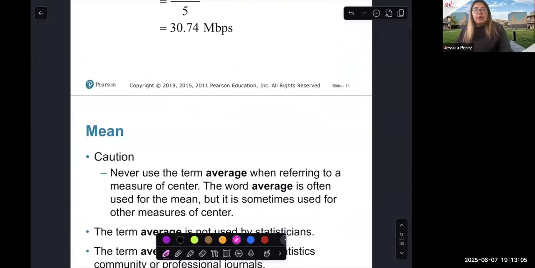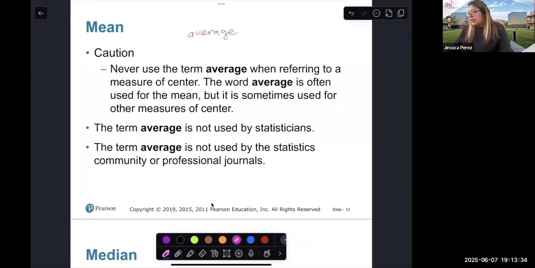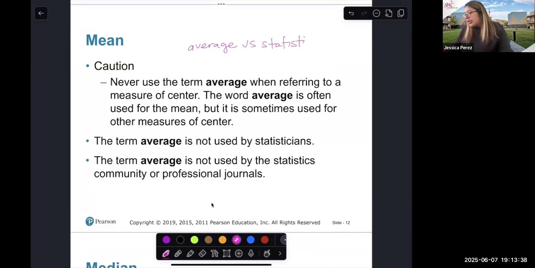Okay. Now, caution: never use the term average when referring to measures of center. The word average is often used for mean, but it's sometimes used for other measures of center. The term average is not used by statisticians. The term average is not likely to be used in statistics communities or professional journals. So for us, average versus statistics is not the same.